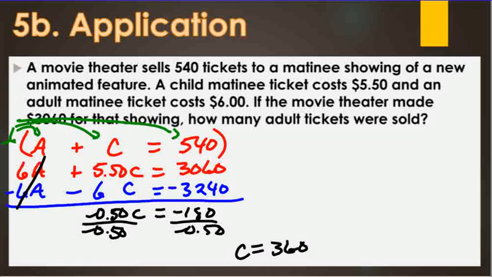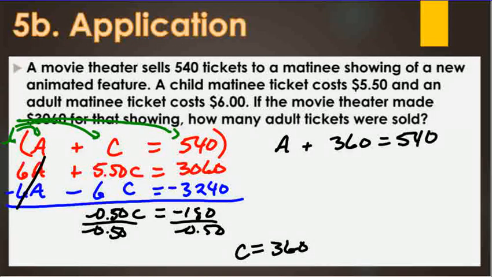Now I'm going a little bit longer route. Because they're asking just for the adult tickets, I should have just eliminated the C. But let's just say you did that, you eliminated the adults. I can still take my answer for child's ticket to find out my adults ticket. So adults plus 360 child tickets.